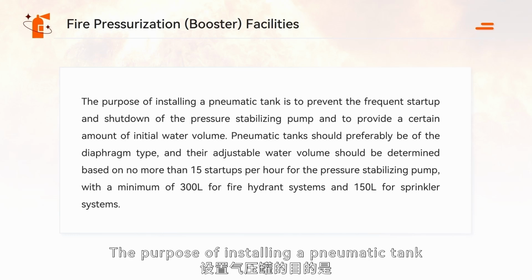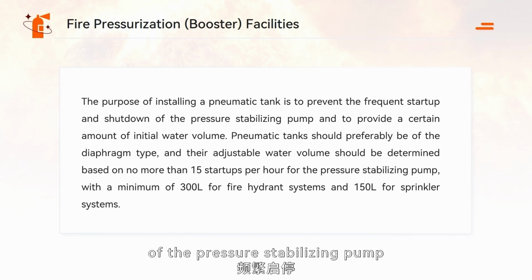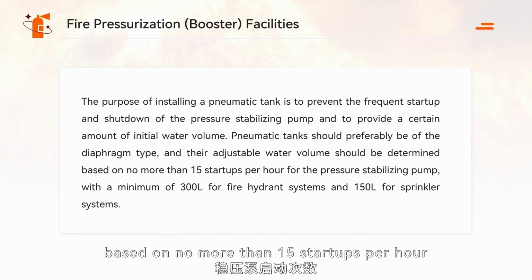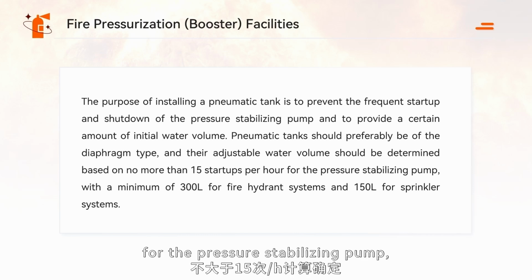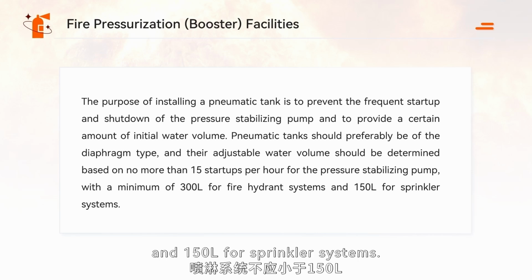The purpose of installing a pneumatic tank is to prevent the frequent startup and shutdown of the pressure stabilizing pump and to provide a certain amount of initial water volume. Pneumatic tanks should preferably be of the diaphragm type, and their adjustable water volume should be determined based on no more than 15 startups per hour for the pressure stabilizing pump, with a minimum of 300 liters for fire hydrant systems and 150 liters for sprinkler systems.